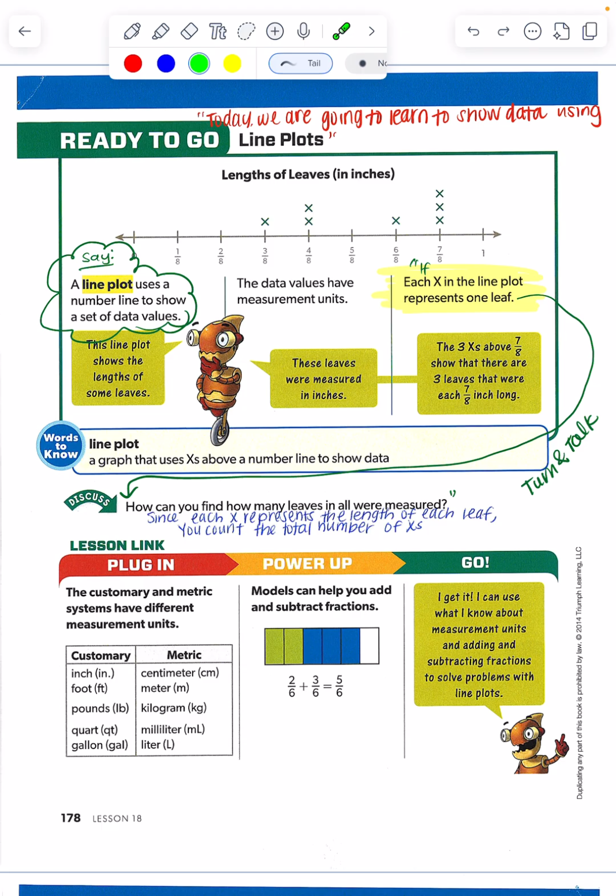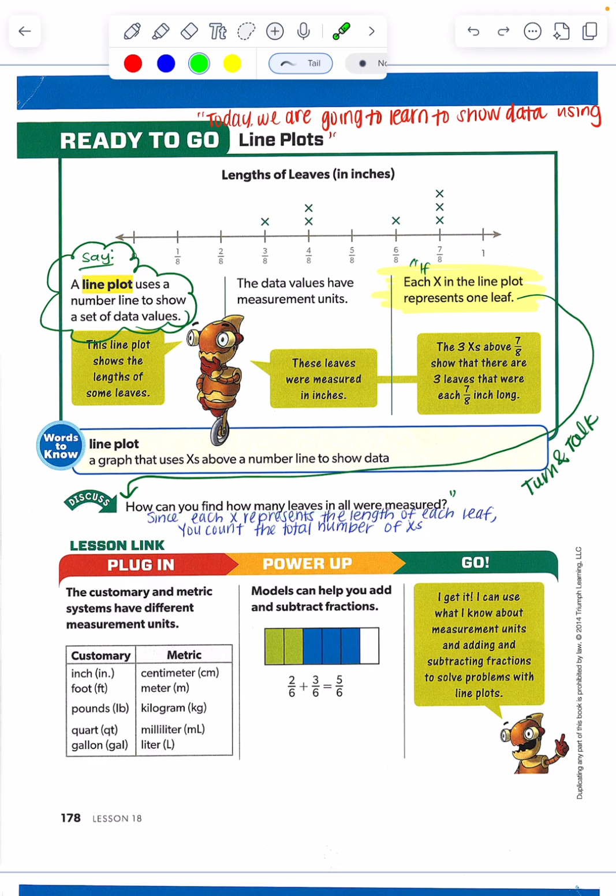So if each X in the line plot represents one leaf, then how can you find how many leaves in all were measured? I am going to give you 1 minute with your table buddy when I say go to turn and talk. The question is, if each X in the line plot represents one leaf, then how can you find how many leaves in all were measured?